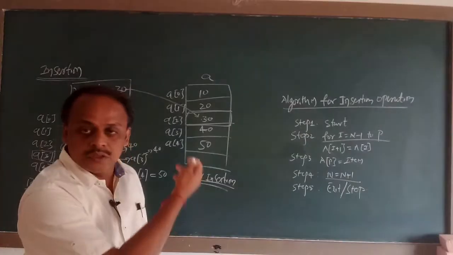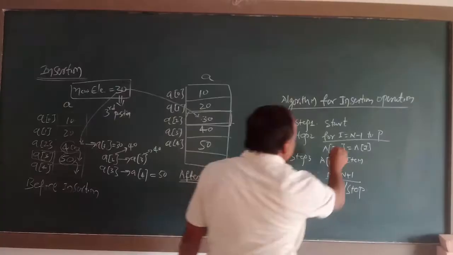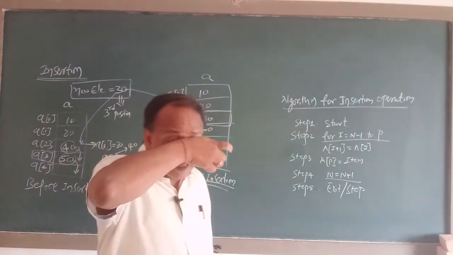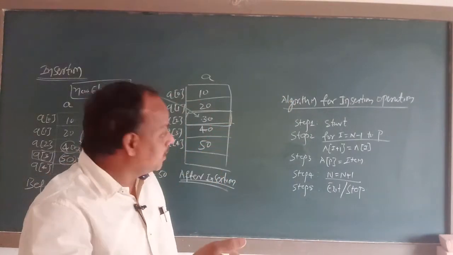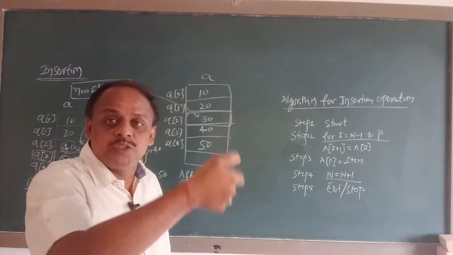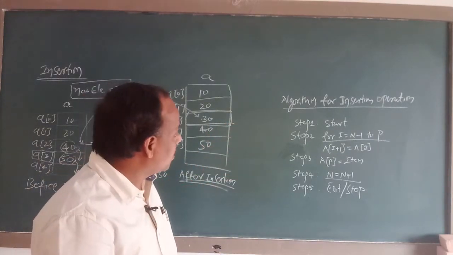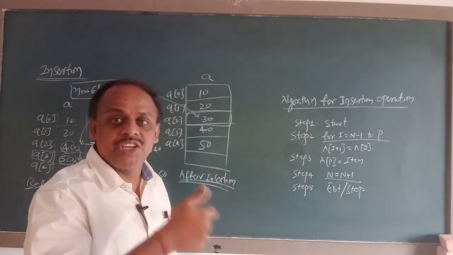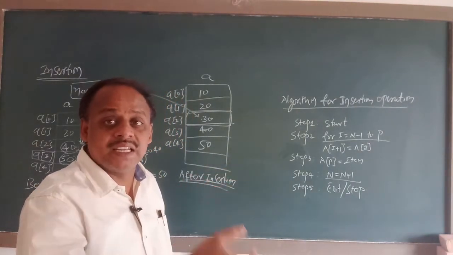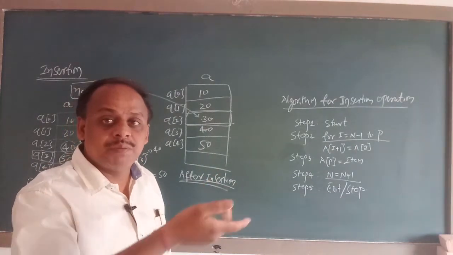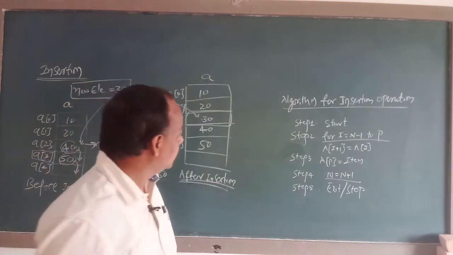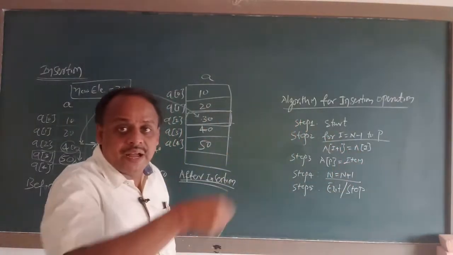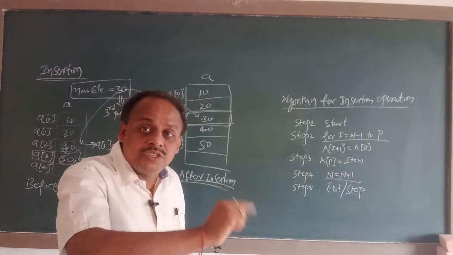Let us first concentrate on step 2. For I equal to n minus 1 to P means first we have to take n minus 1, which means the last position number. First initialize I is equal to n minus 1, which means the last element. N minus 1 means last element, I is equal to last element. Afterwards, A of I plus 1. A of I plus 1 means last element position plus 1.